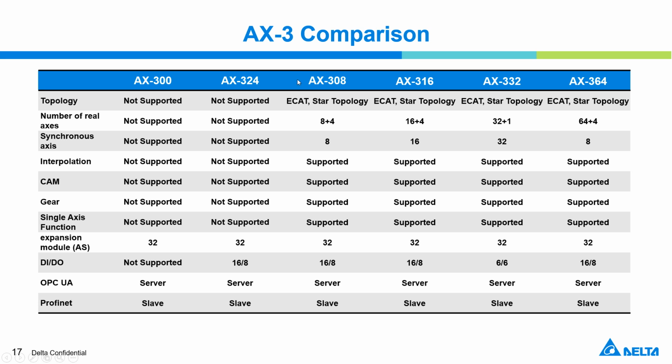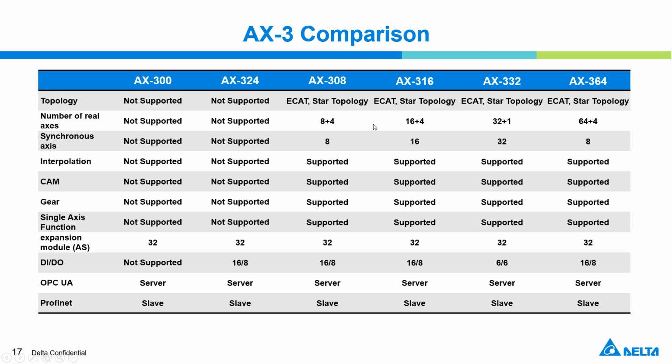Here I list down the AX3 different modules and do the comparison. Like I mentioned in the beginning, some of the AX3 modules are just a normal logic PLC. Actually, they don't support the motion function. So, as listed here, the number of real axes, synchronous axes, and gear, cam functions all cannot be supported. In some applications, you just use this as a normal PLC, but it can right-extend the AS module.